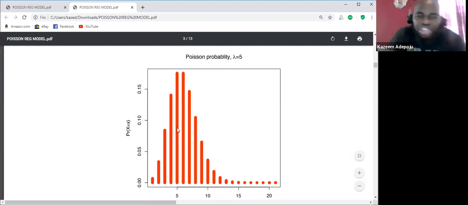Look at the shape that I have right here. What does it look like? It looks more or less like a normal distribution, but it is not normal because you have a long tail. So this is skewed. This distribution right here is skewed. This is evidence that the Poisson distribution is highly skewed.